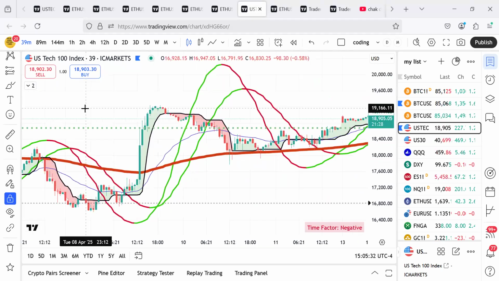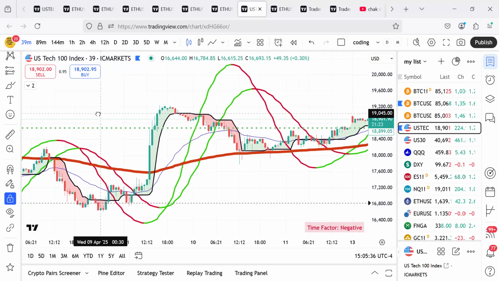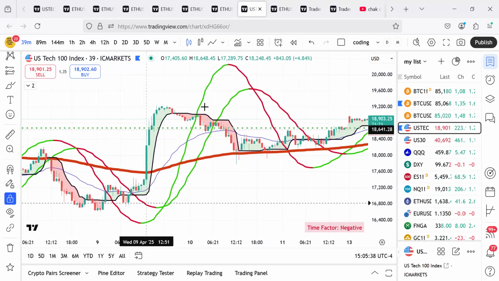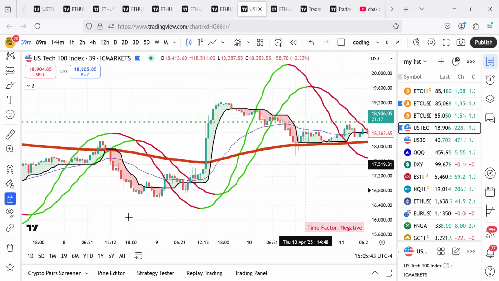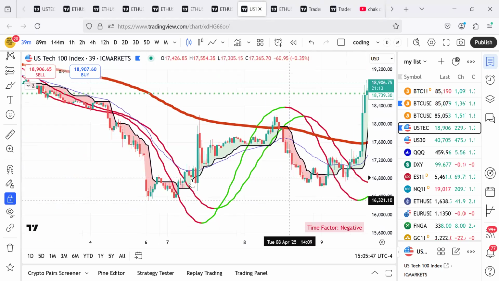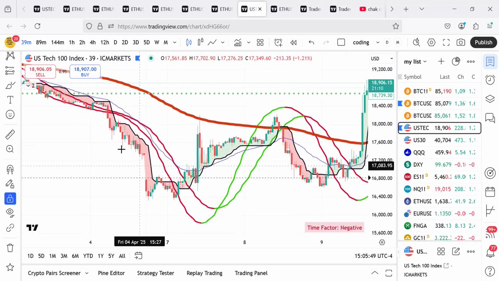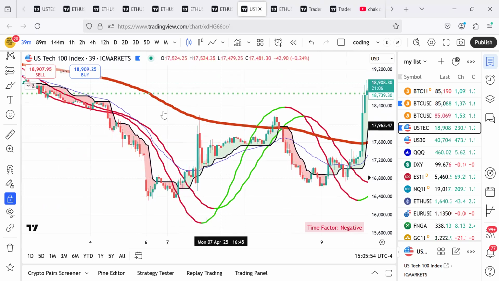So, as you guys know, this is the basic setup that I have, and those who are in my group, they have access to this indicator, and this is how I got the bottom.